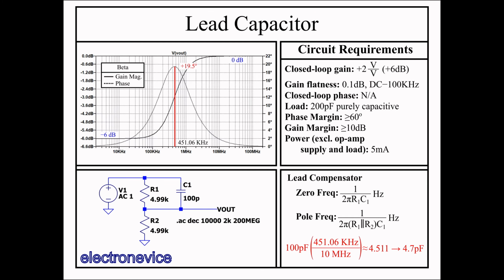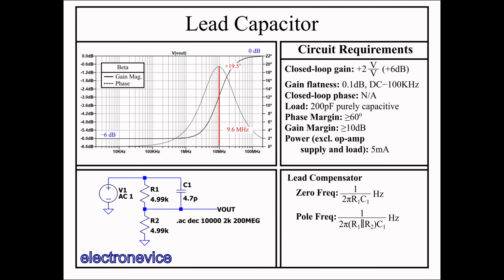Now looking at the Bode plot of the version with the 4.7 picofarad capacitor, we get a peak phase of 19.5 degrees at right around 9.6 MHz. Fortunately, the phase boost is wide enough to accommodate the error in the capacitor value. The phase boost is greater than 19 degrees from 7.62 MHz up to 12.08 MHz, so it should work pretty well without having to use non-standard capacitor values.